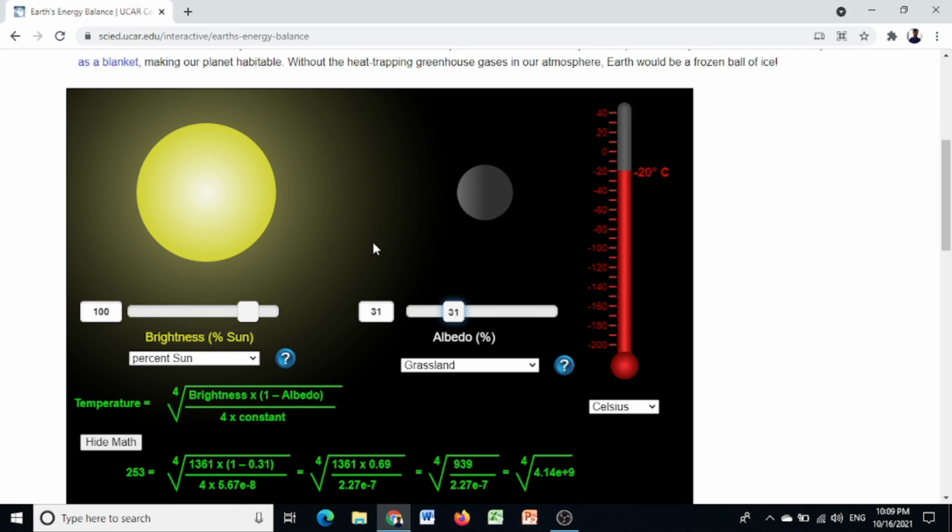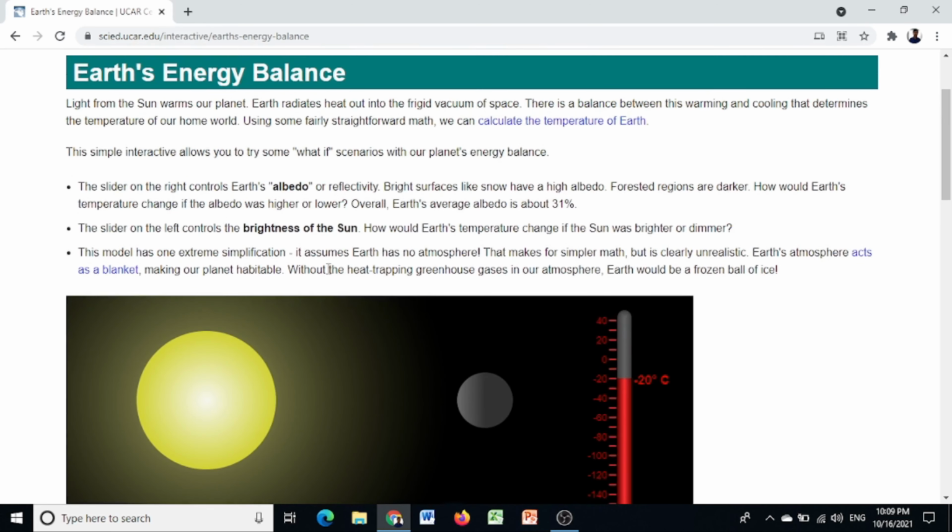Here it is assumed for simplicity of math. The model has one extreme simplification. It assumes Earth has no atmosphere. That makes for simple math, but it is clearly unrealistic. Earth's atmosphere acts as a blanket, making our planet habitable. Without the heat-trapping greenhouse gases in our atmosphere, Earth would be a frozen ball of ice.